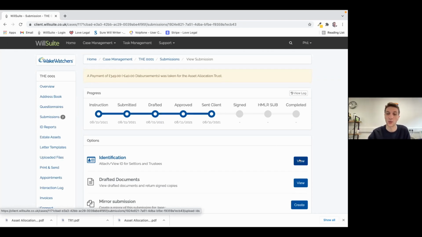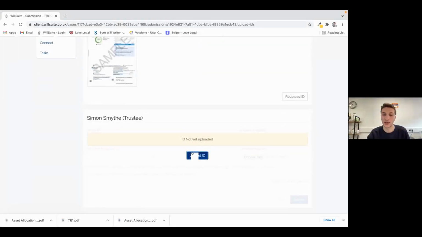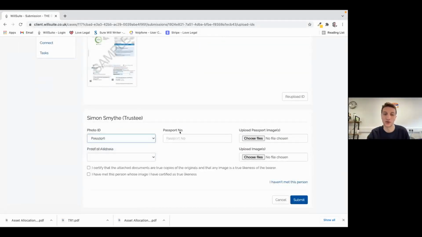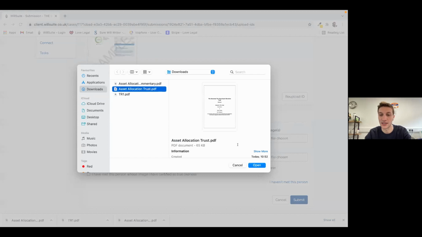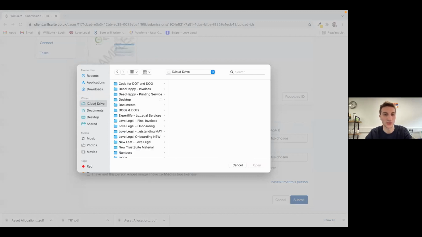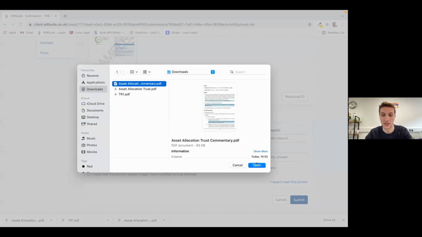the land registry. So what we want to do is go back onto the identification tab, and within here, just upload the ID for the trustee. So for example, let's just do this. We click on choose file. We select the relevant document, which is not this one. It should be this one here. It doesn't really matter anyway.